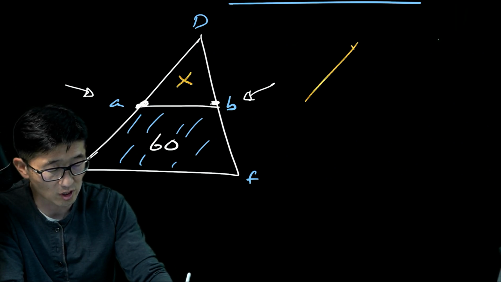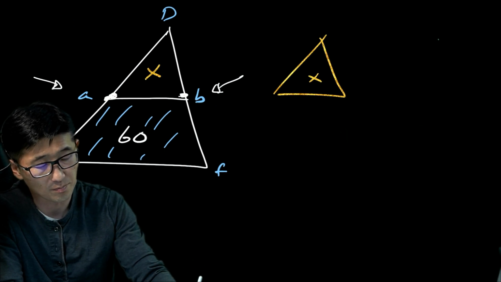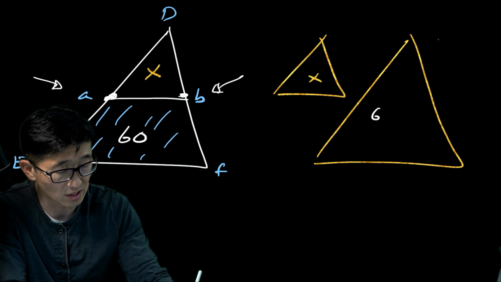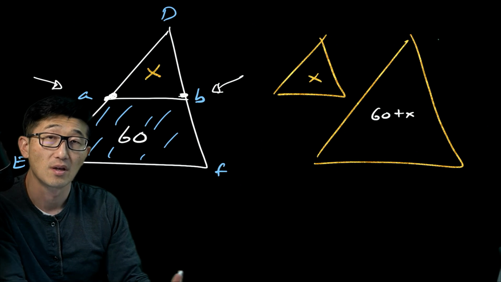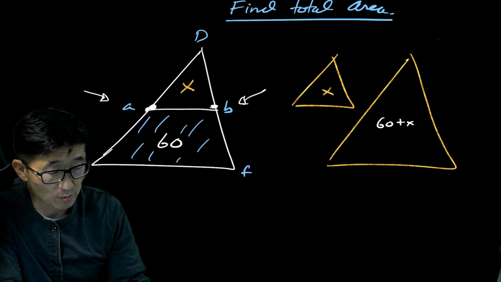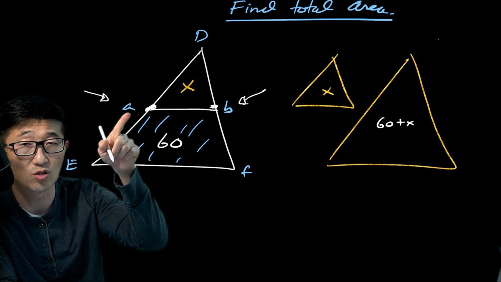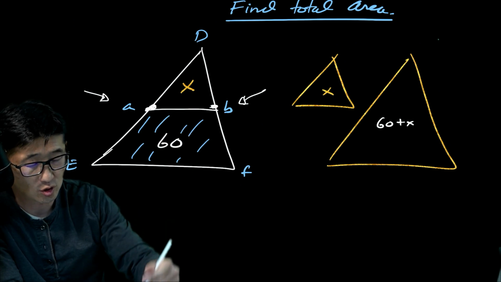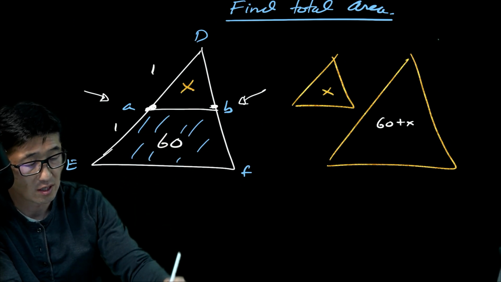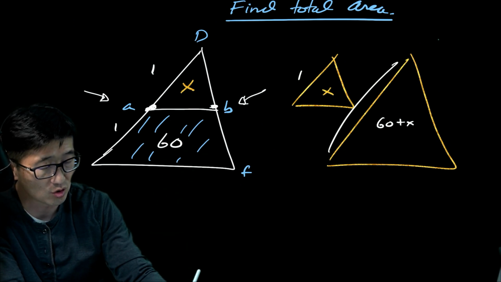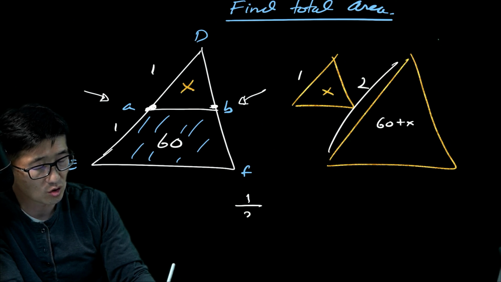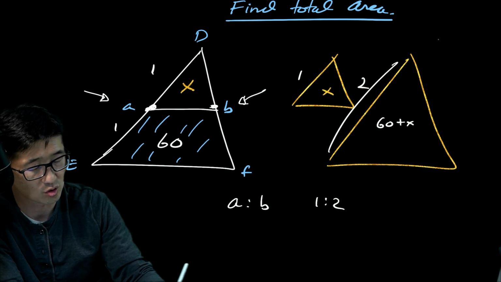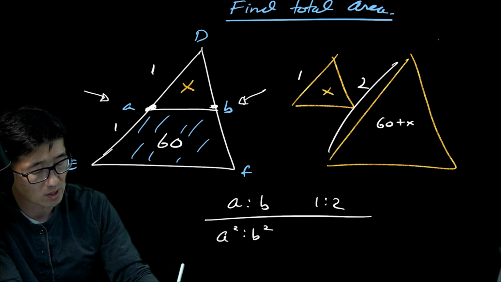All right, well, we have no idea what this is right here. So let's split these two triangles up. This one is just an unknown area, x. This right here is x plus 60. So combined, we'll say this is 60 plus x. Okay, so what do we know? Well, we know that the two triangles are similar because of the parallel lines, because these two points, A and B, are midpoints. And since they're midpoints, this ratio will be 1 to 1. So that means the ratio of the sides will be 1 to 2, which is similar to saying A to B is 1 to 2. If you square it, it'll become 1 to 4.